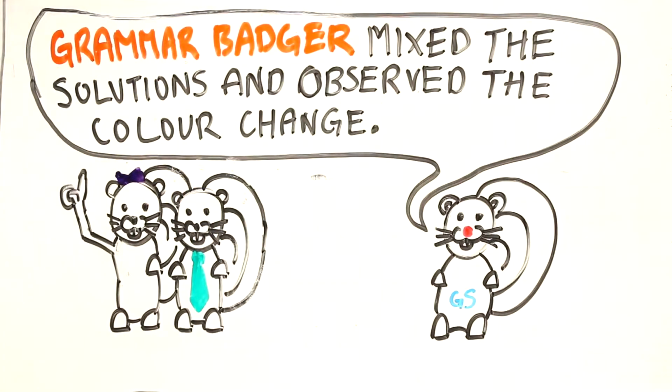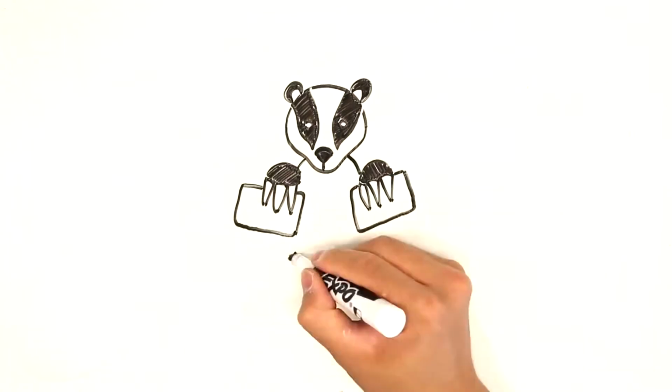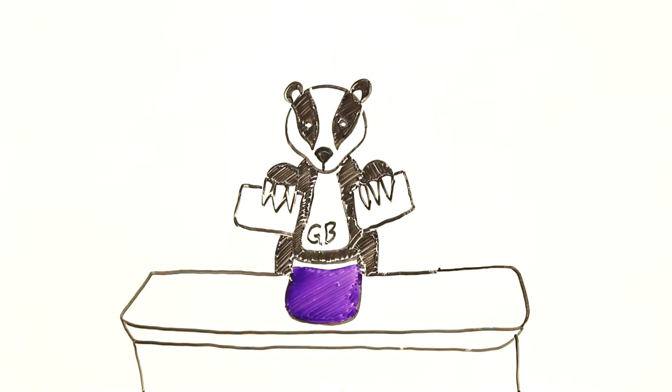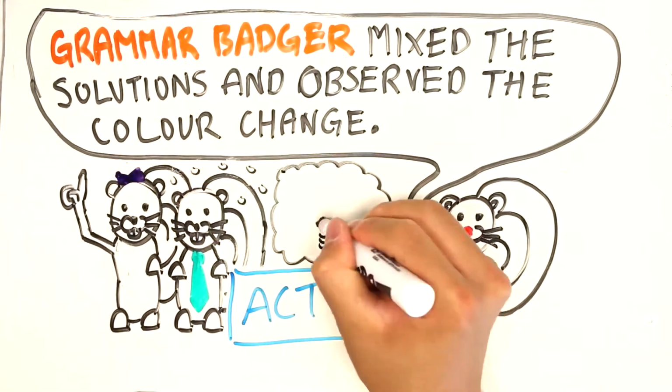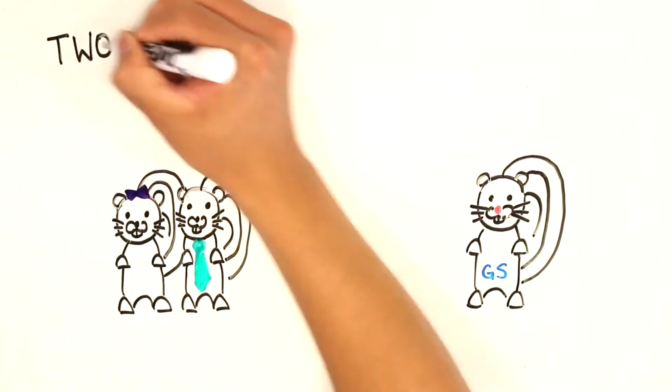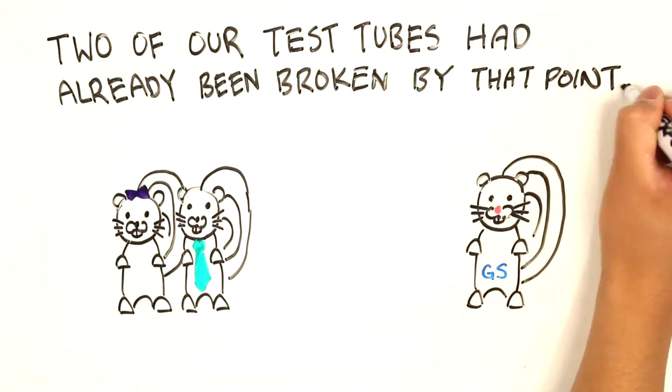Okay, great. And if the subject is actively performing the action of the verb, which the Grammar Badger is, then this must be written in the active voice. Okay, Grammar Squirrel's second example. "By that point, 2 of our test tubes had already been broken."